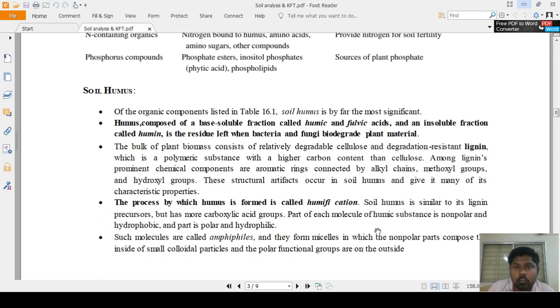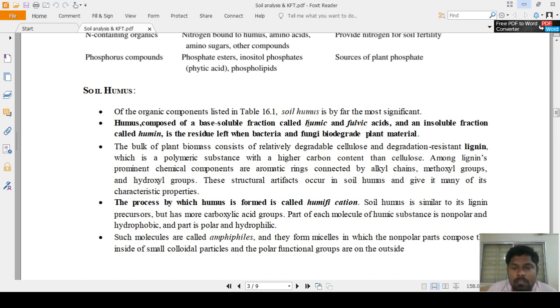Now what is a soil humus? That is the table number 16.1. So of the organic component listed in table 16.1, soil humus is by far the most significant. Humus, that is composed of a base soluble fractions known as humic and fulvic acids.